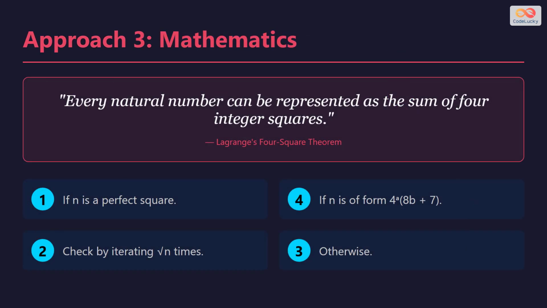Finally, for the math enthusiasts, there is a theorem called Lagrange's Four-Square Theorem. It states that every natural number is the sum of 4 integer squares. This puts a hard upper limit on our answer. The answer is always 1, 2, 3, or 4. We can check specific conditions to see which one it is, solving the problem in constant space.